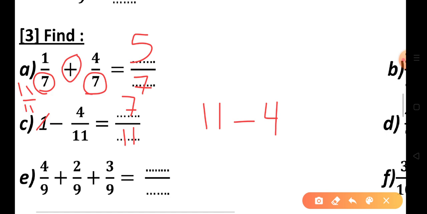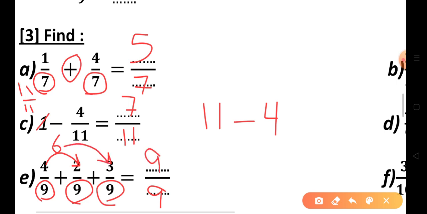Letter E. 4 ninths plus 2 ninths plus 3 ninths. The three fractions have the same denominator, so keep it and add the three numbers on the top. 4 plus 2 equals 6, and 6 plus 3 equals 9. 9 over 9 equals 1. Excellent.